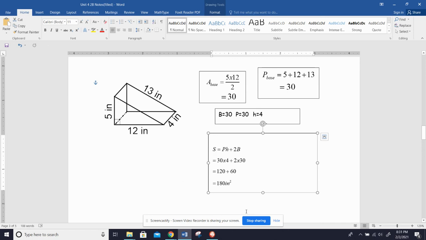180 square inches. So hope that helps. If you have any questions, let me know.